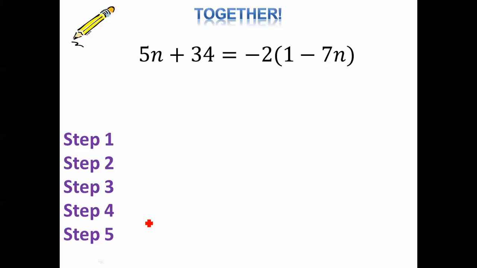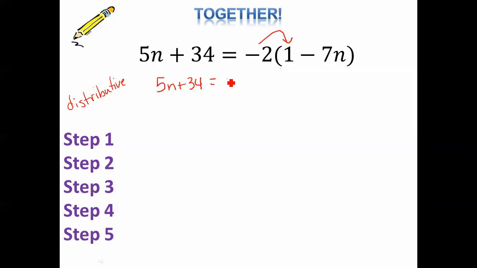Alright, so here's one we're actually going to work together. We're going to start from the beginning and work through till the end. Step 1, what was step 1 again? Get rid of fractions and parentheses. Notice we have parentheses here. So to get rid of parentheses, we said we use the distributive property. So this side of the equation does not change. 5n plus 34 equals. Now this negative 2 we're going to distribute.